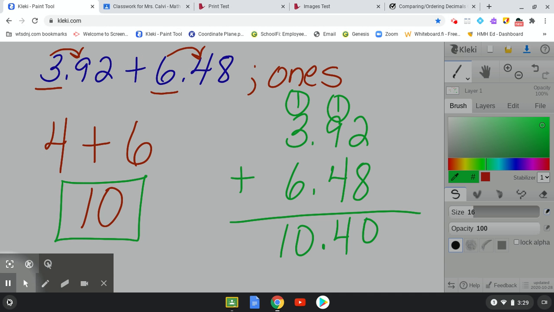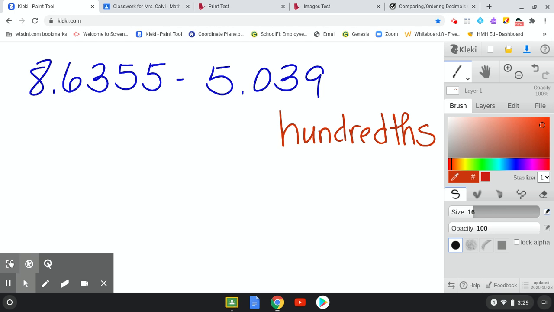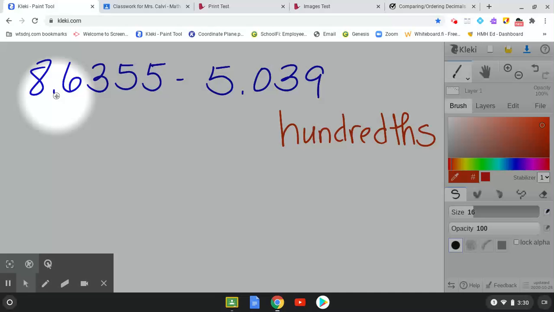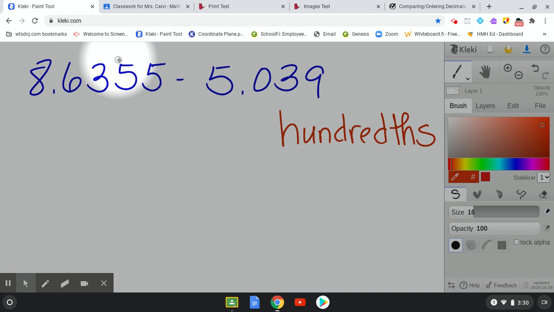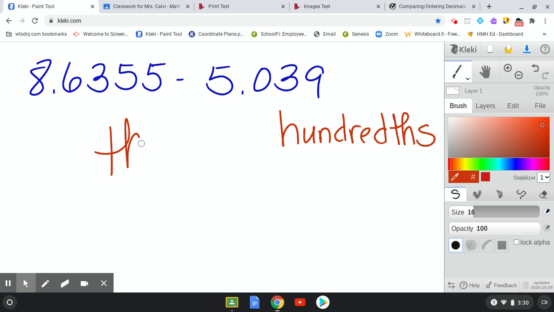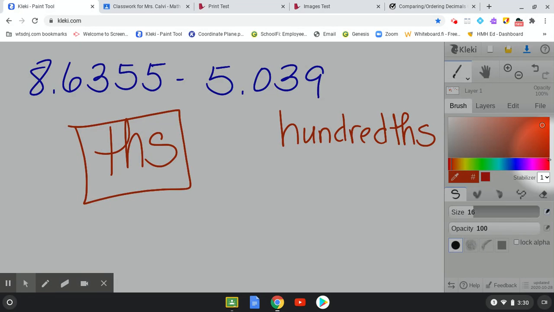All right, let's try another one. Okay, so this problem here, we are rounding. I'm saying we're rounding to the hundredths place. So let's review place value. All right, so to the right of the decimal starts my tenths, hundredths, thousandths, ten-thousandths. Remember, all numbers to the right of the decimal end in THS. Okay? So you have to remember all numbers to the right of the decimal end in THS.